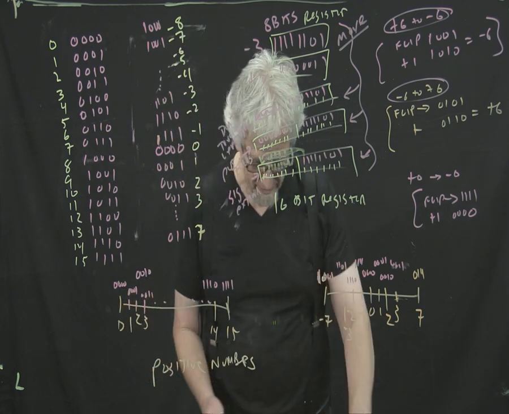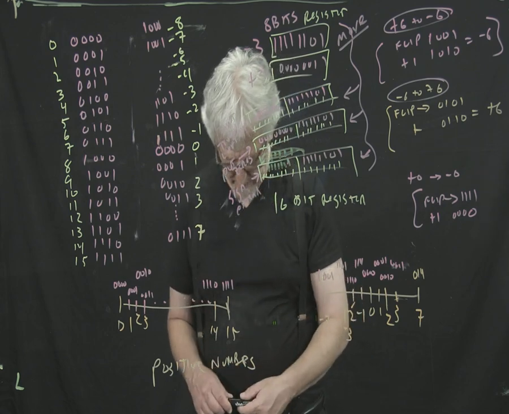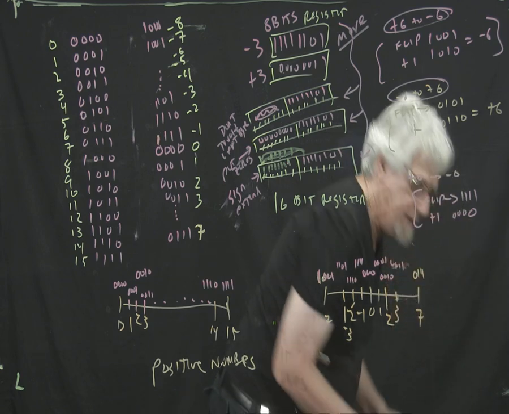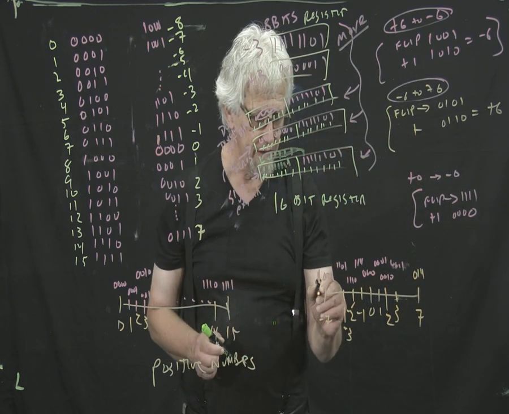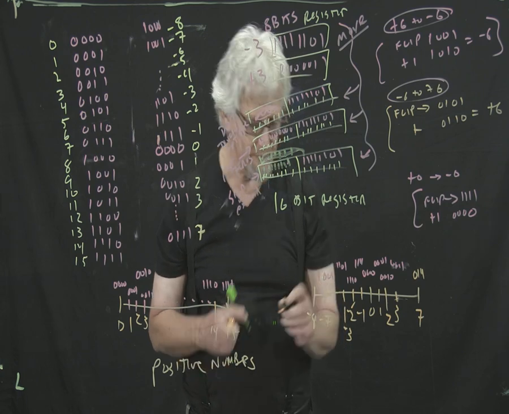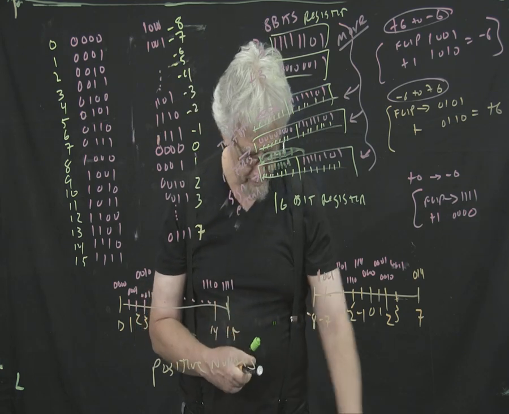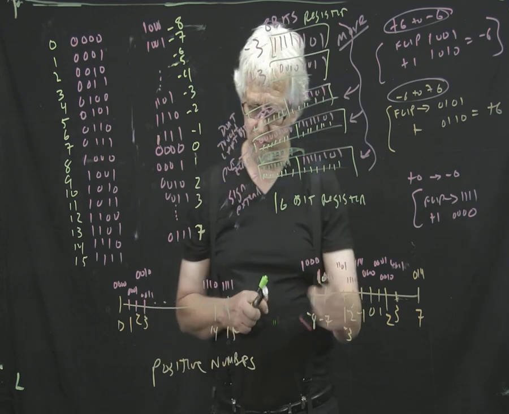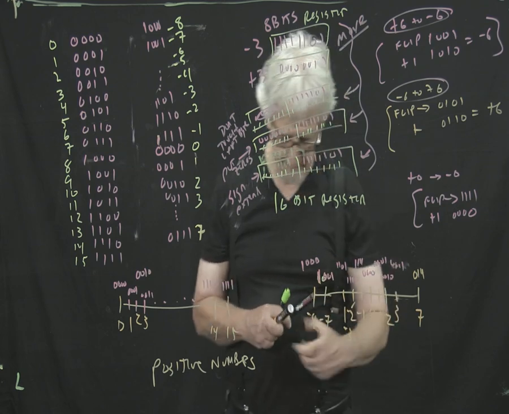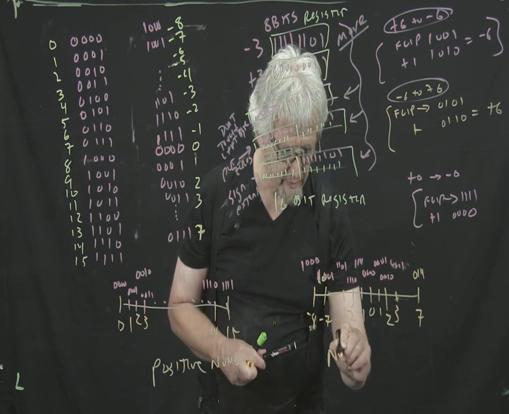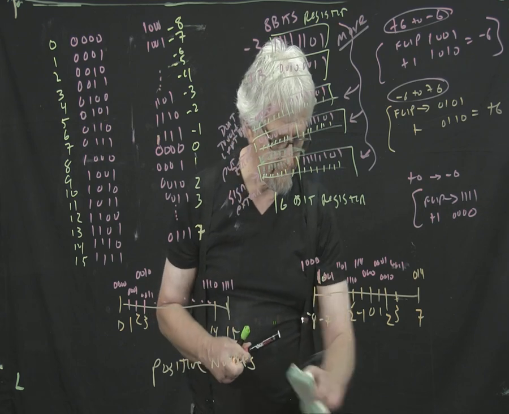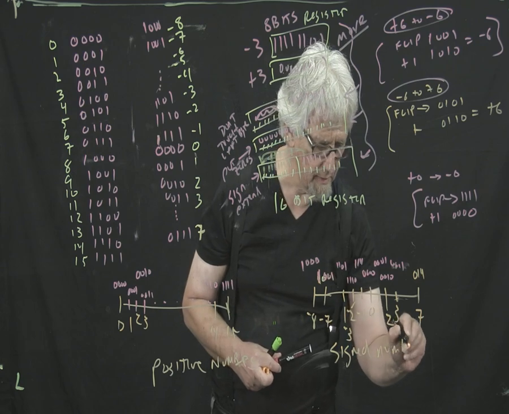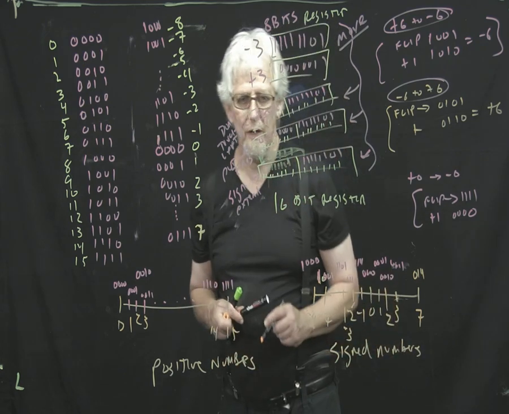Let's fix up our number line over here. We'll go to -8, which was 1, 0, 0, 0. So this is what the negative numbers number line looks like. That's the signed numbers number line.